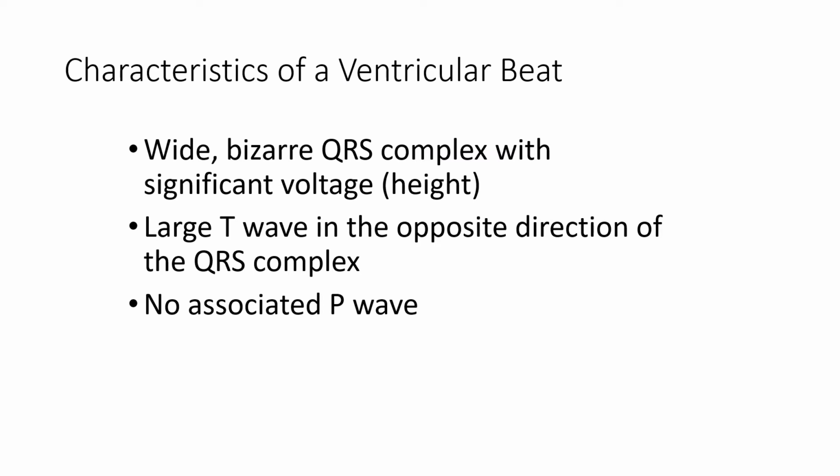So ventricular beats are wide, bizarre QRS complexes with a significant voltage height. You have large T waves that go in the opposite direction of your QRSs. There is no P due to no retrograde conduction to the atria. Again, your cardiac output comes from your ventricles, so they're not going to go back up into the atrium. That conduction is meant to give the optimal amount of cardiac output, so it's going to depolarize your ventricles and hope for some kind of contraction.